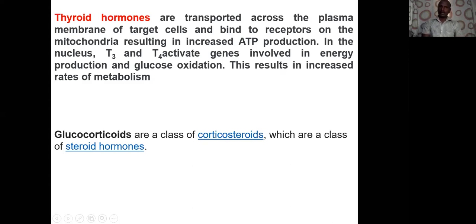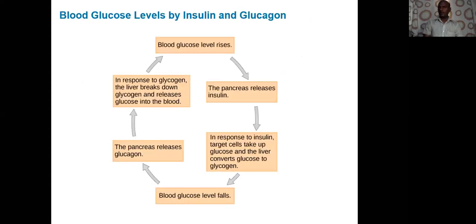And next one is the glucocorticoids, like cortisone and hydrocortisone. The name itself indicates that they also regulate the metabolism. These glucocorticoids increase glucose synthesis, either from fats, or from gluconeogenesis, or from amino acids. They increase the synthesis of glucose. So these are the four hormones generally which regulate glucose metabolism.